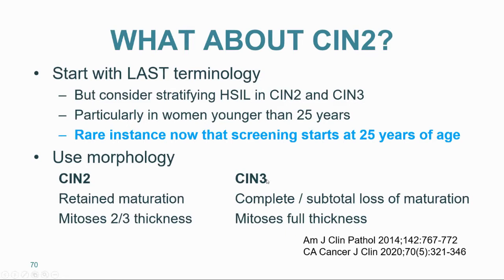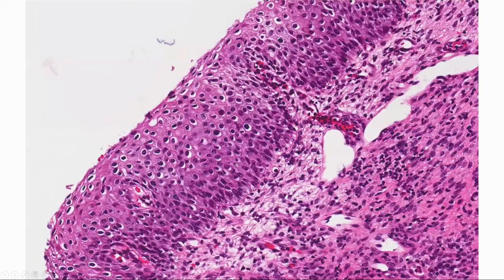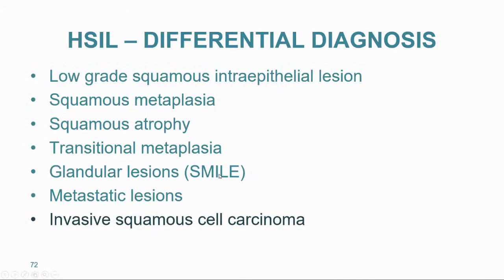I will favor something to be CIN3 when there's complete or subtotal loss of maturation and the mitosis extends to the full thickness of the epithelium. This is something that I will classify as CIN2 because I see high-grade features, particularly at the base, but there is retained maturation, as you can see here, comparing the base from the top.